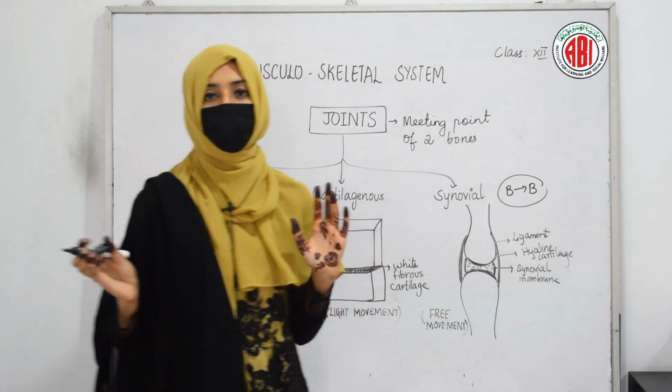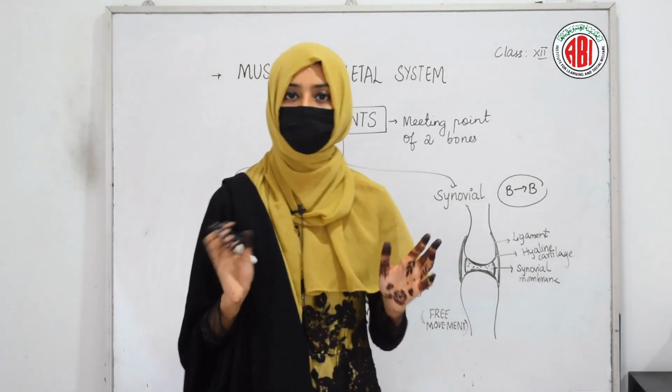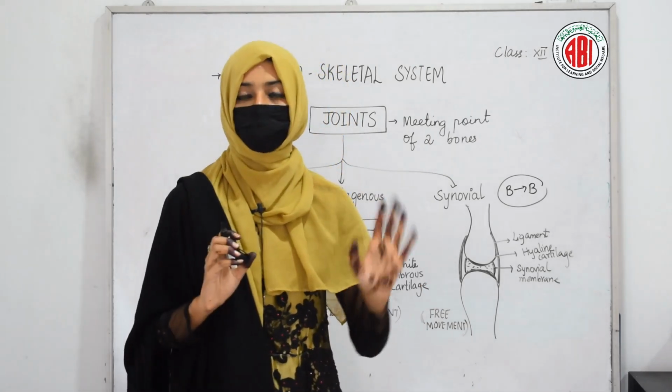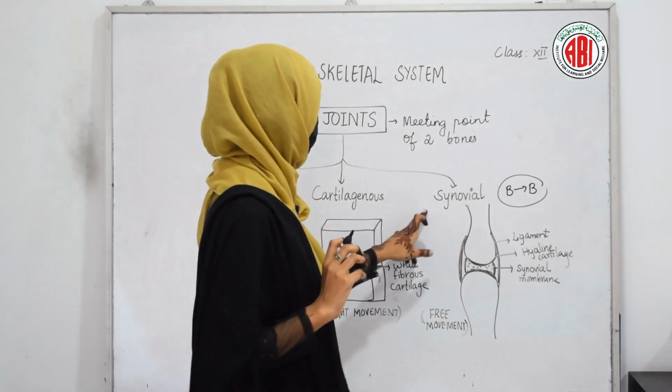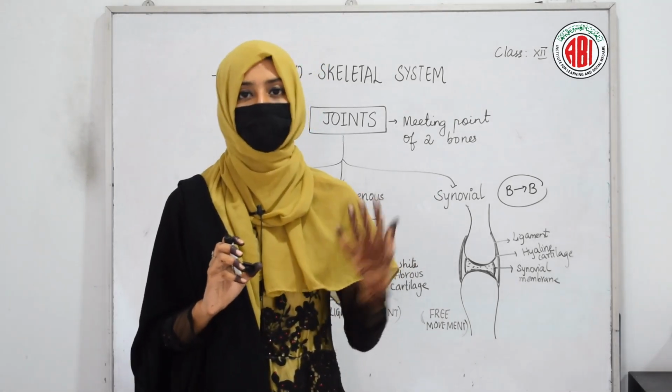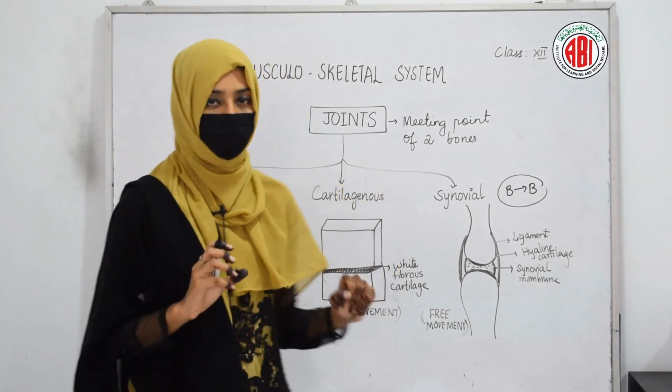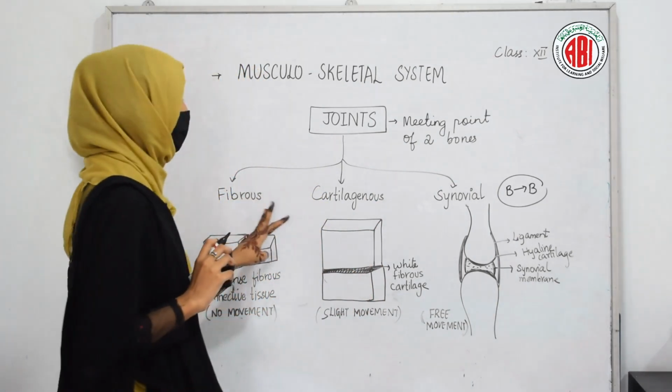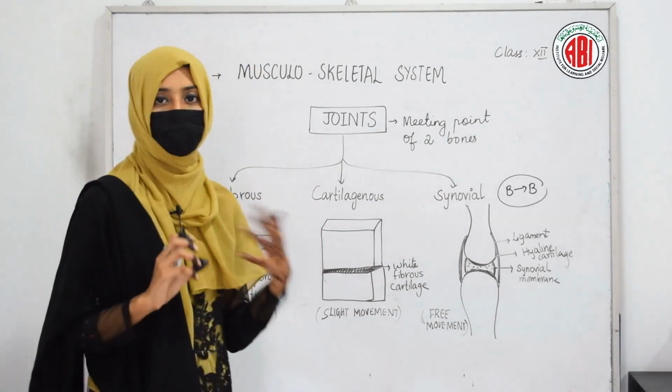That means the joints which we can move freely are called synovial joints. So a synovial joint is a type of joint that allows the free movement of our body parts. In this way, three types of joints you can see in different parts of your body.